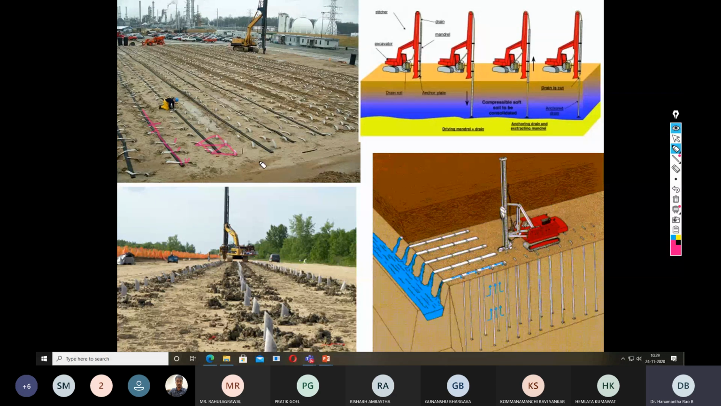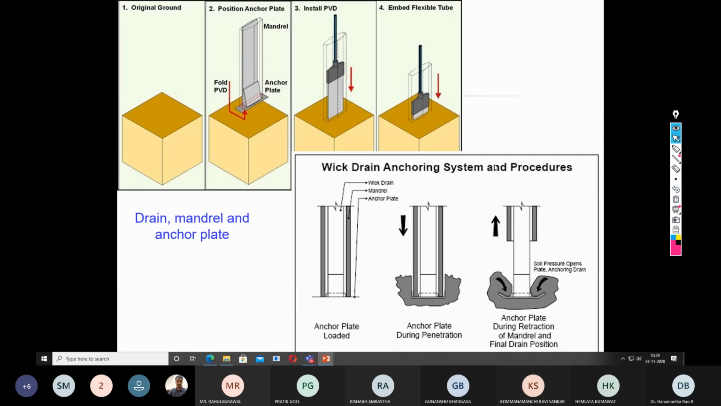So they followed the triangular pattern. So this is the drill machine that is used to install the PVD. It's a very quick process. This is the mechanism of the installation.